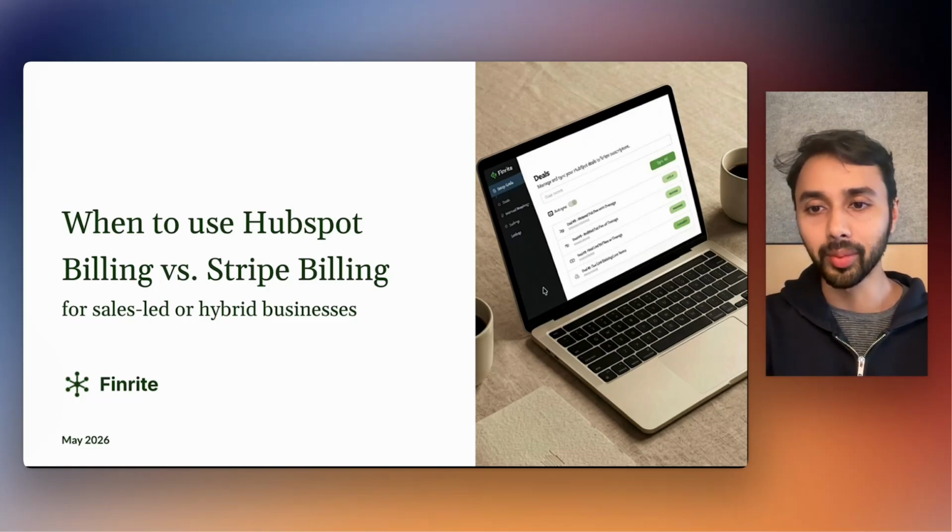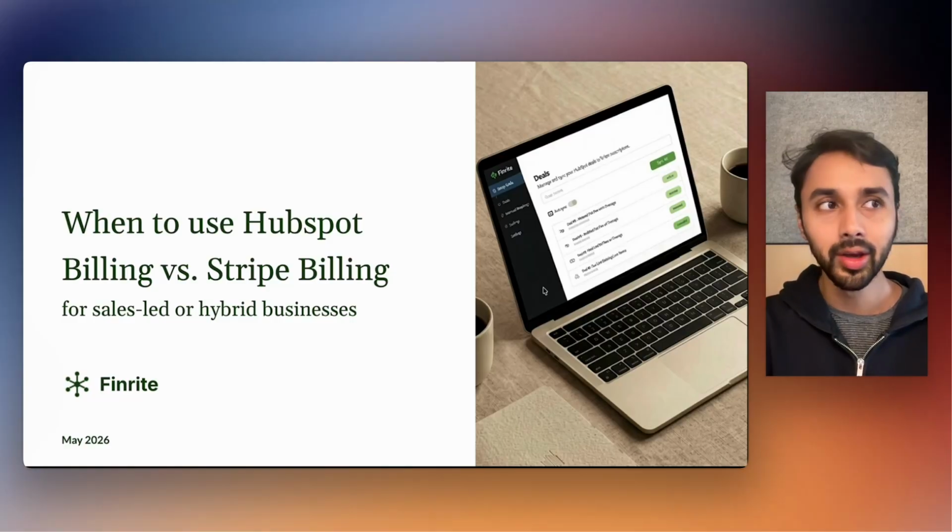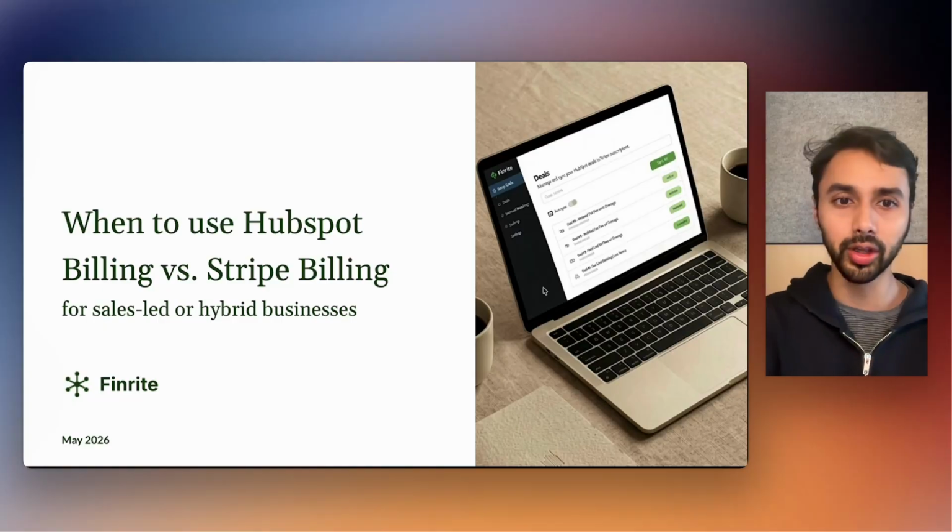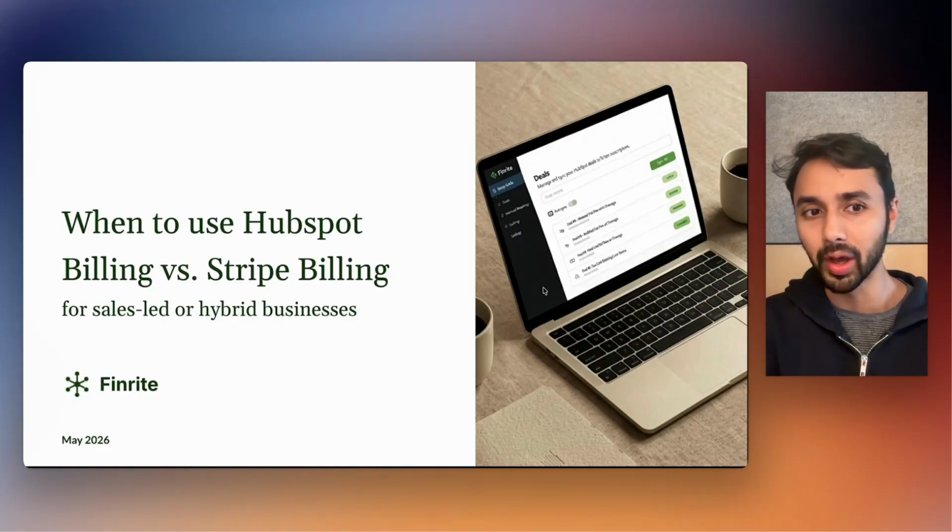FinRight helps businesses streamline their CRM and billing workflows. Now, one question we get in our line of work all the time is, should I use HubSpot billing or should I use Stripe billing? And what's the difference between these two anyways?